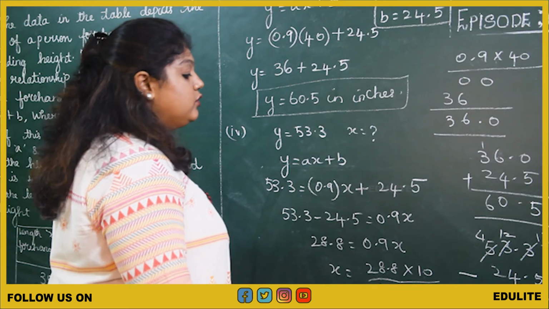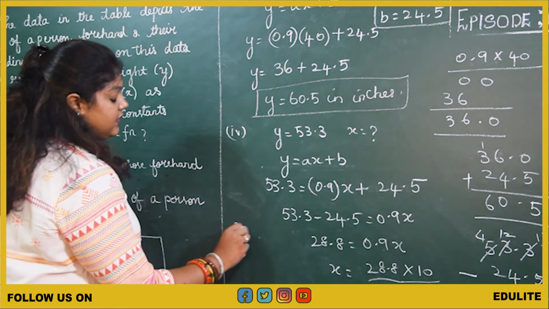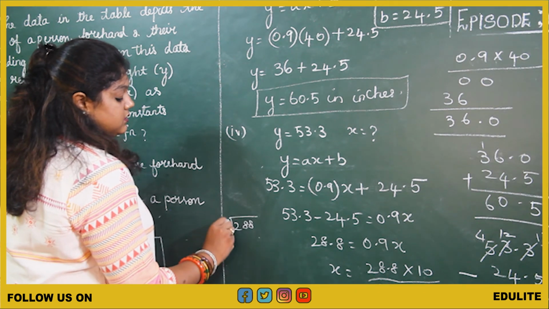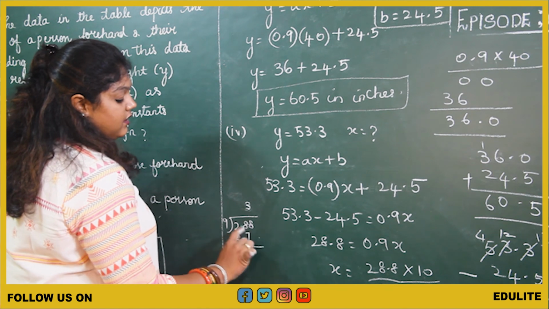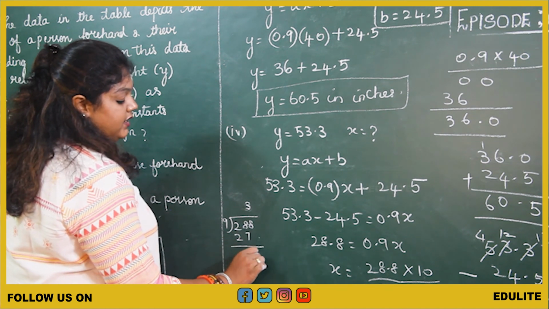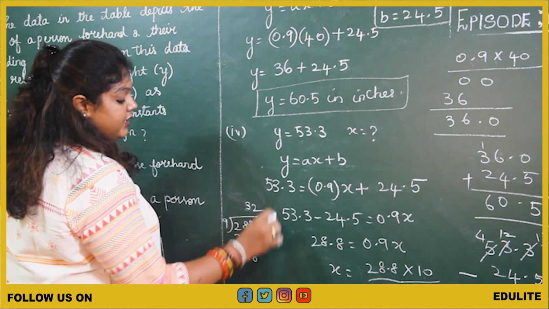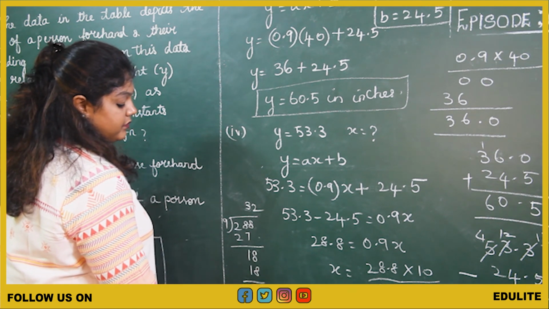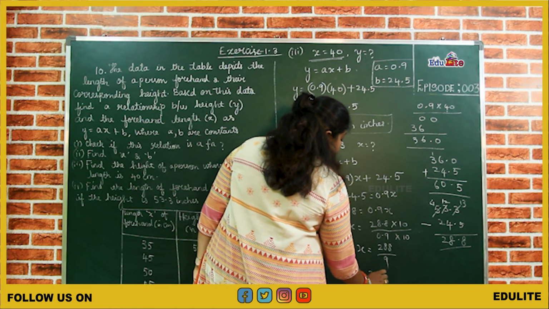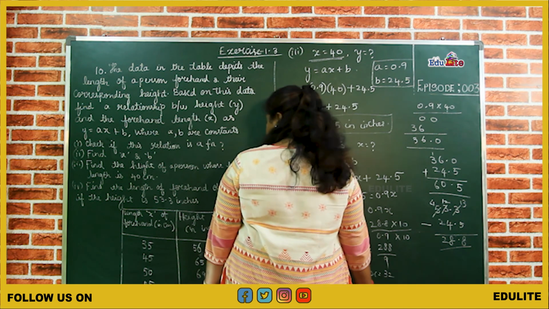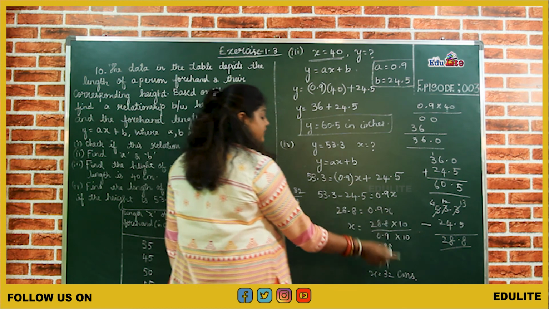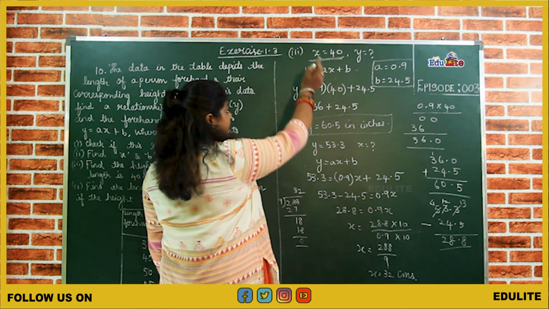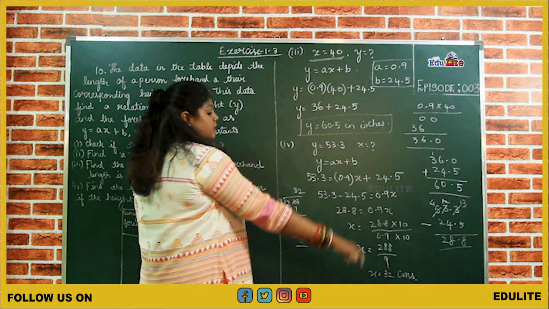So, now we have to divide 288 by 9. 3 times 9 is 27, 28 minus 27 is 1, bring down 8, 18, 2 times 9 is 18. So, x equals 32 centimeters. So, when the y value is given, we can find the value of x. Similarly, when the x value is given, we can find the value of y.